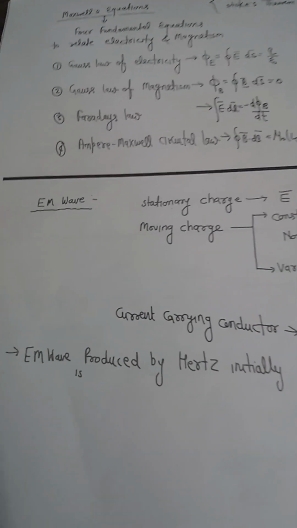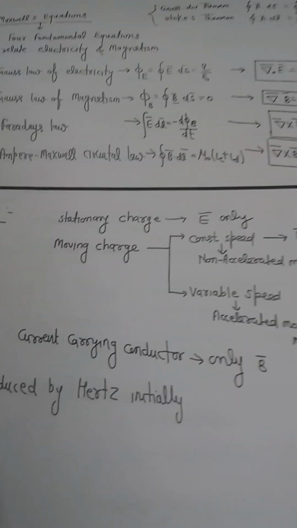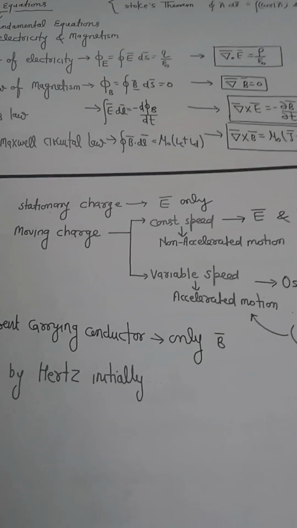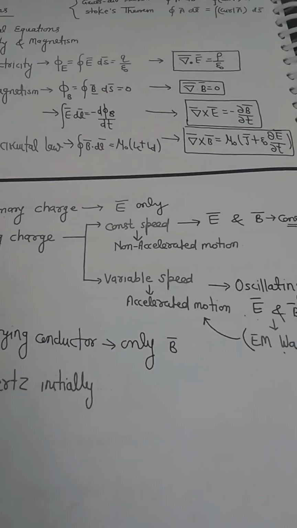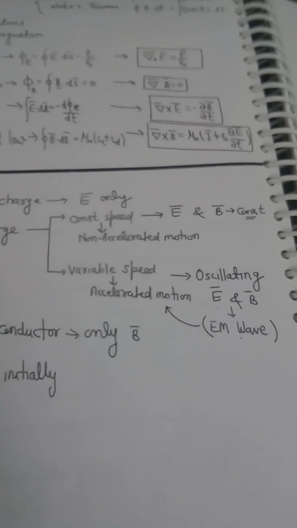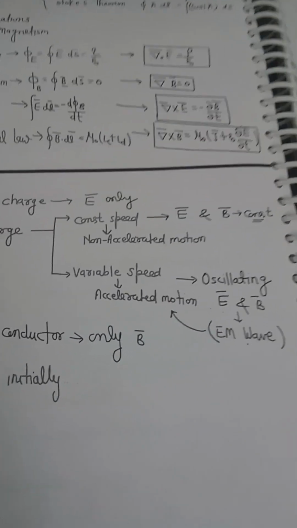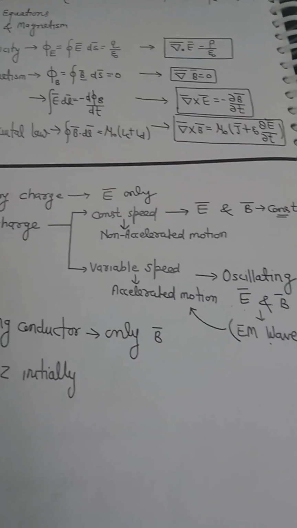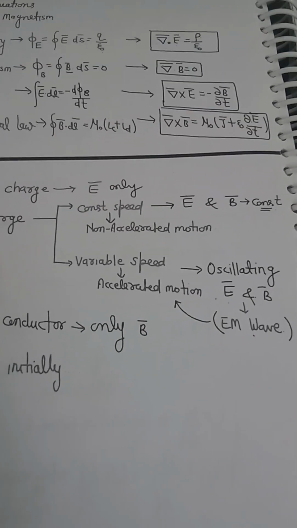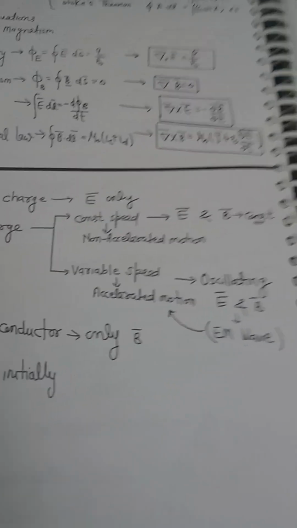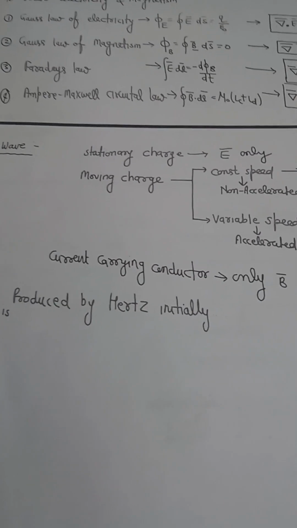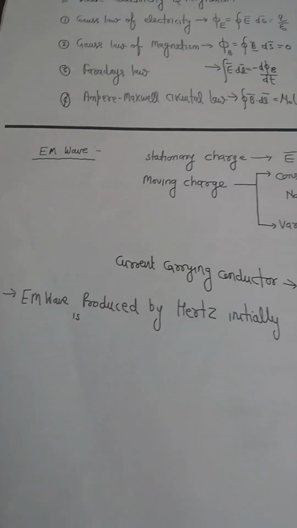And we will study EM waves. A stationary charged particle only produces an electric field. A moving charged particle, when it moves at constant speed, meaning non-accelerated motion, produces both electric and magnetic fields but they are constant. But when it moves with variable speed, meaning accelerated motion, then oscillating electric and magnetic fields are produced, and that is an EM wave. And a current carrying conductor produces only a magnetic field. EM waves were produced by Hertz initially.